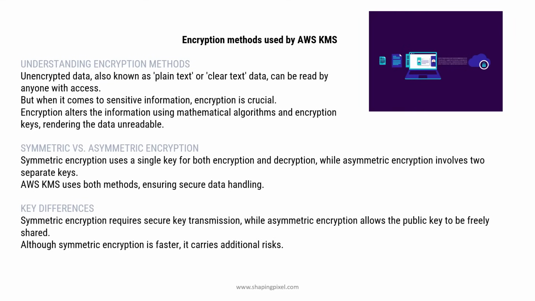Symmetric encryption uses a single key for both encryption and decryption, while asymmetric encryption involves two separate keys. AWS KMS uses both methods, ensuring secure data handling. Symmetric encryption requires secure key transmission, while asymmetric encryption allows the public key to be freely shared. Although symmetric encryption is faster, it carries additional risks. So, understanding these encryption methods is essential for securing your data with AWS KMS.